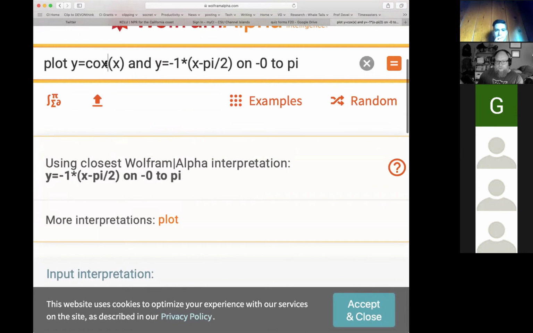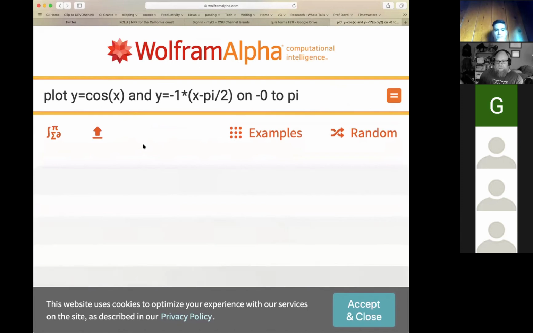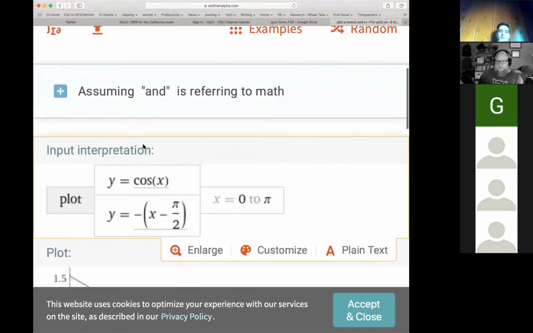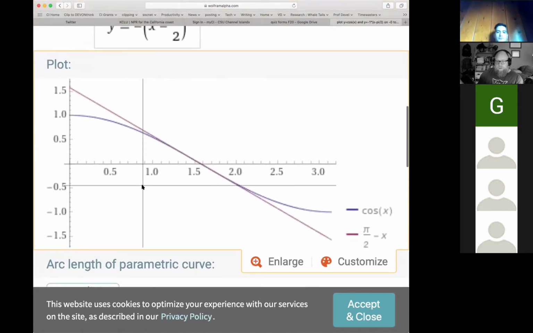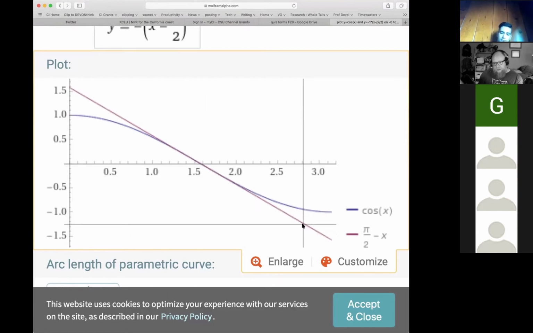Oh, typo. Cosine of x in that line. Okay, so there you go. Blue is the cosine curve. The red curve is what I claimed the tangent line was. And you can see here, yep, that looks like a tangent line. And yeah, you can see it's crossing the graph of the cosine.